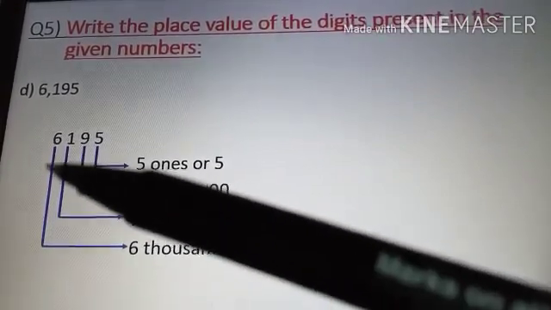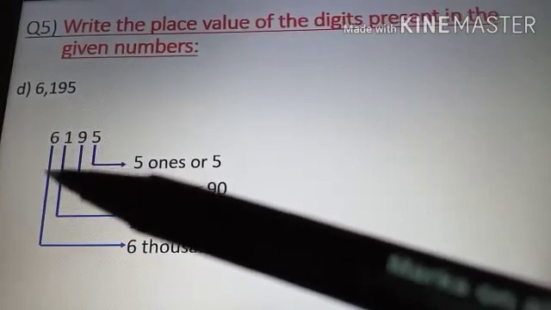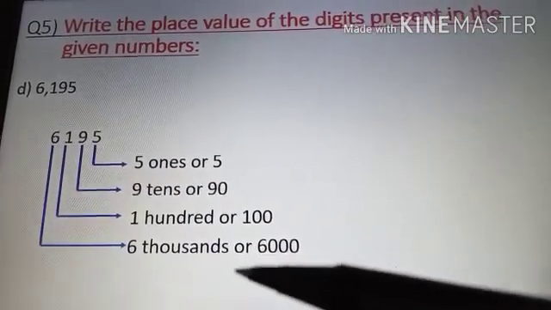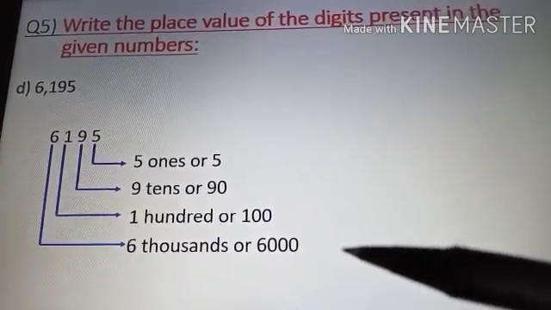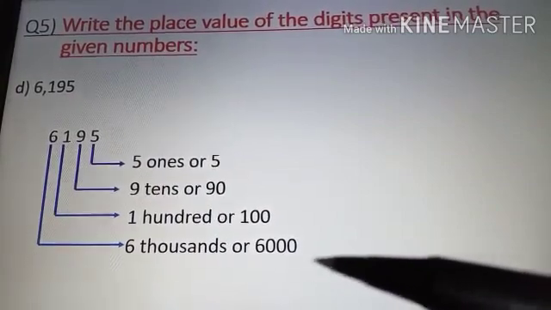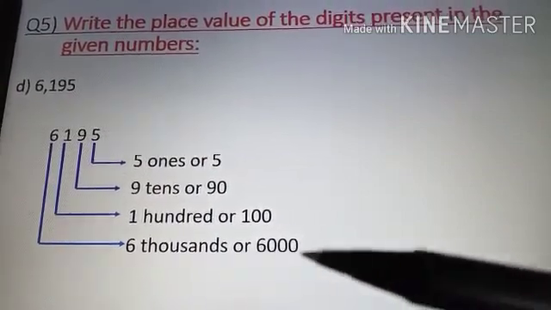Now for the 6, it is placed at the thousands place. So we write it 6000s or 6000. Clear? So any one of the forms you may write.